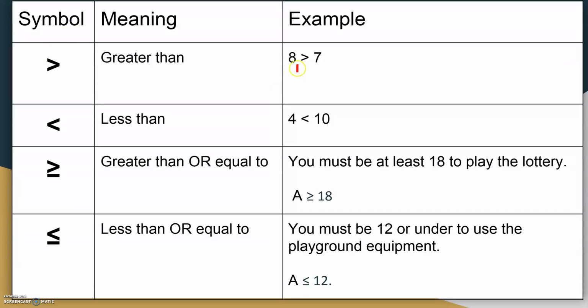So as an example, 8 is greater than 7 because 8 is bigger than 7. Over here we have the less than symbol. For example, 4 is less than 10.